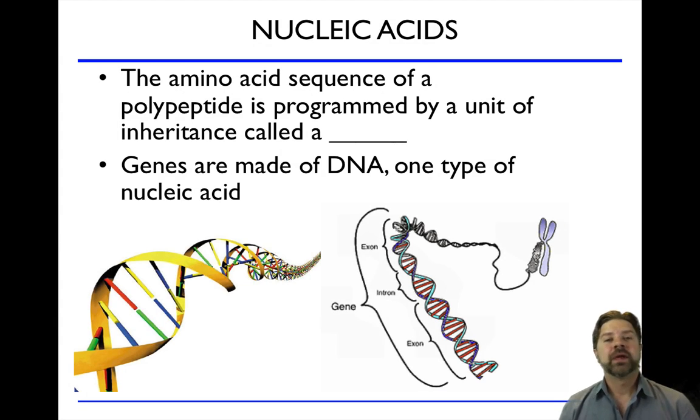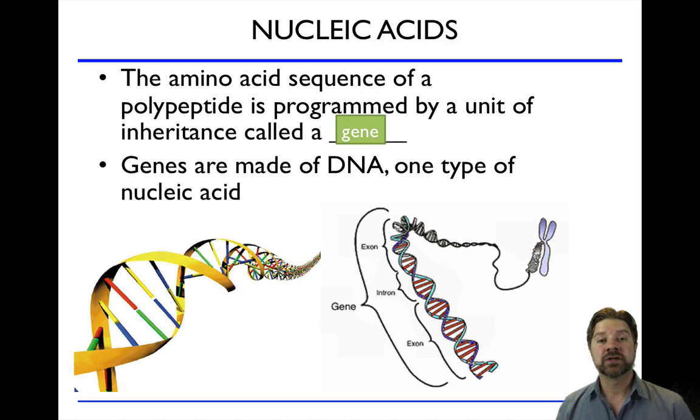Okay, you're almost there. We've got one more biomolecule to go, and that happens to be nucleic acids. Now, earlier in our lecture, we asked the question of what predicted the primary sequence, the primary structure of a polypeptide. And we kind of left it open-ended, but now we get to the answer. If you look at the first bulleted point, it says the amino acid sequence of a polypeptide is programmed by a unit of inheritance called a gene. So that primary structure of amino acids linked together by peptide bonds was dictated by a certain sequence of nucleic acids, which collectively we're going to call a gene. And genes, as you can probably remember, are made of DNA, one of the types of nucleic acid.